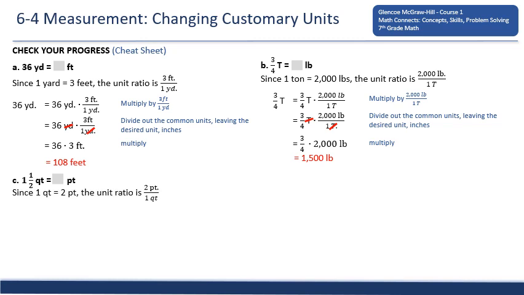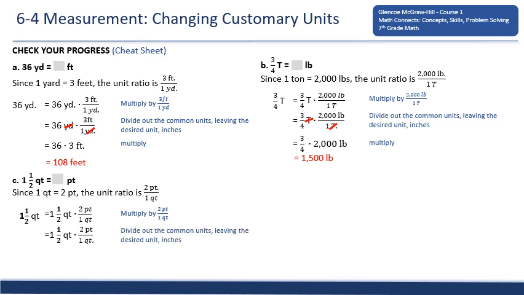1.5 quarts equals how many pints? Since 1 quart equals 2 pints, the unit ratio is 2 pints over 1 quart. So we'll do 1.5 quarts, multiply times 2 pints over 1 quart. We'll cancel out the common units. So we get 1.5 times 2.